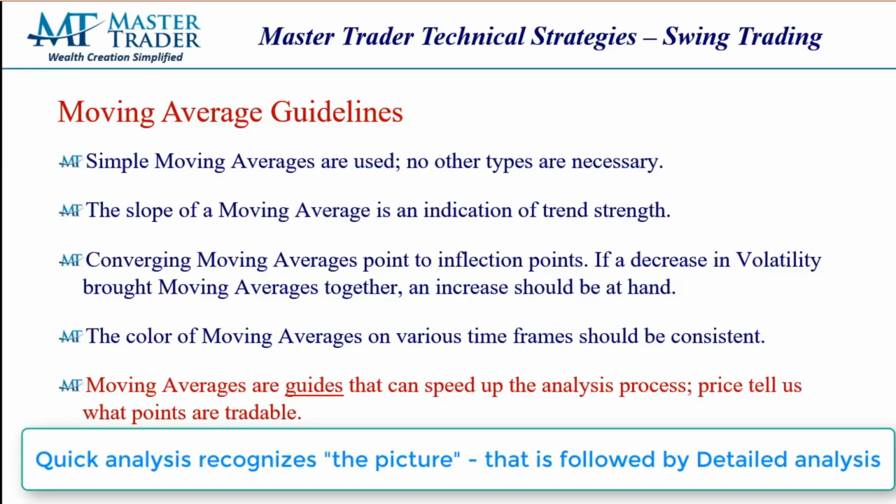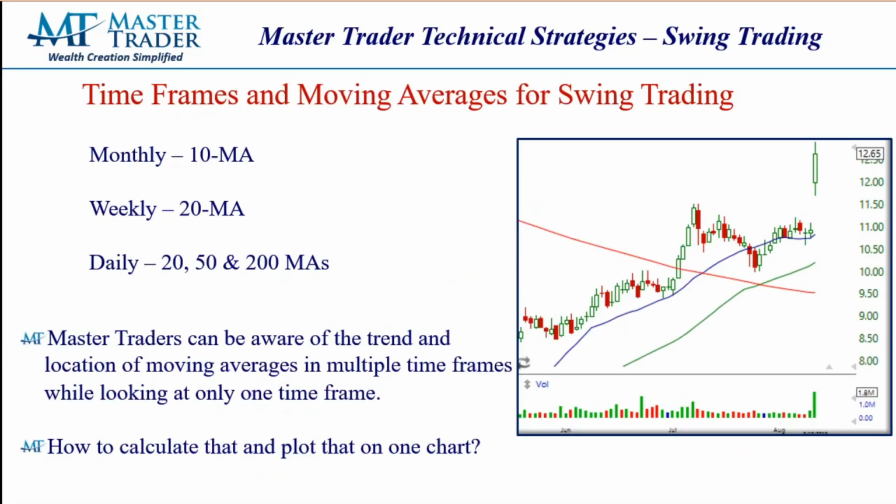We do some bar by bar analysis, and we then decide, is this an opportunity to place a trade? So the moving averages that we're going to use for swing trading, on the monthly MA, it's going to be a 10-period moving average. I'll explain why in a moment. On the weekly, we're going to use a 20-period moving average. And on the daily, we're going to use the 20, the 50, and the 200.